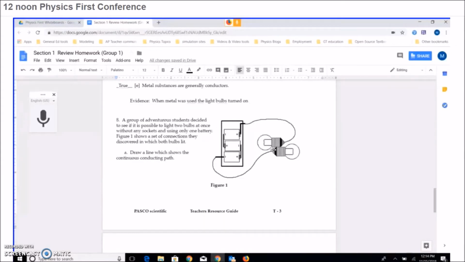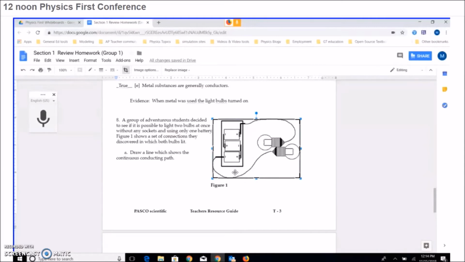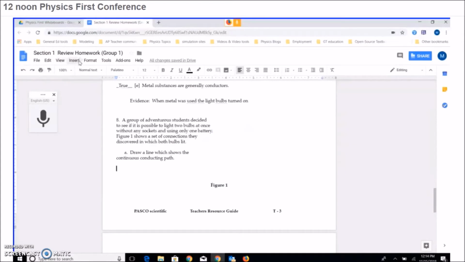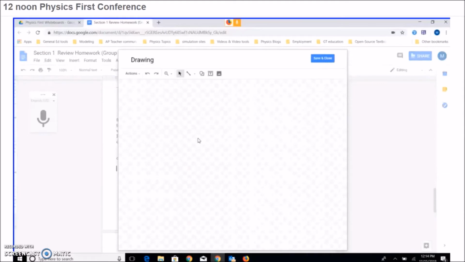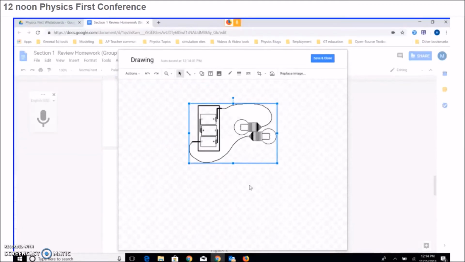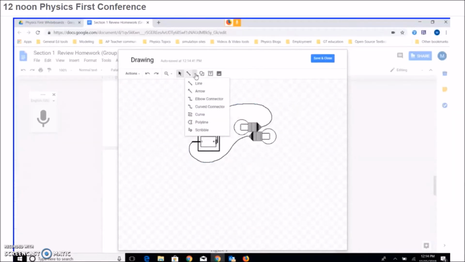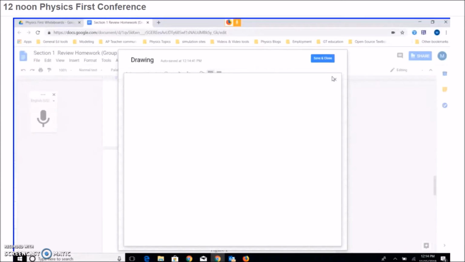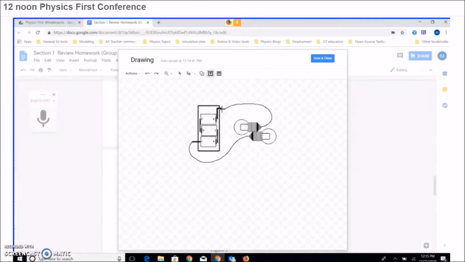Okay, so number 8. These students were connecting this circuit up and we're supposed to draw a continuous conducting path. So I'm going to have to do this one, I think. Sorry about this. Let's see here. Insert drawing. I'm going to start drawing this, and I'd like to use color if I can. I can't get it to work. Oh, there's the color. I knew there was color somewhere.